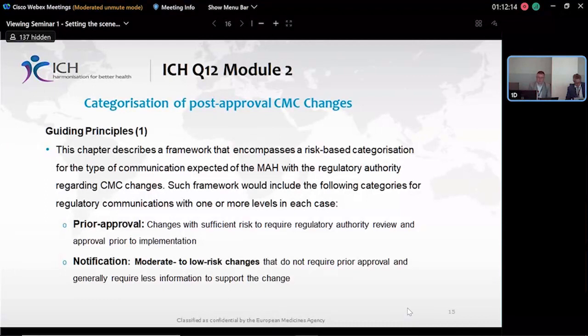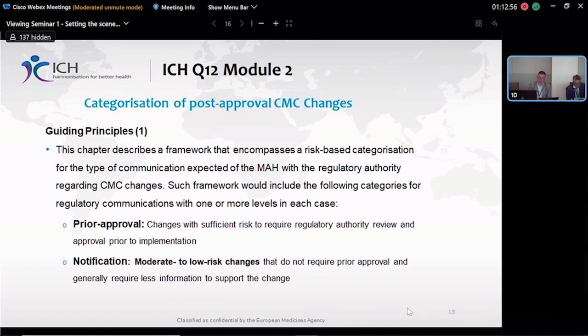So ideally, there should be changes which require prior approval. So these are the changes with the highest risk. And then there's those changes which are moderate or low risk, which can be managed by notification. So this is, in essence, a three-tier system where you have those high-risk changes that require prior approval, moderate risk changes which don't require prior approval, but they require notification prior to implementation. And then you have the lowest risk changes, which we call do and tell variations, where they can be implemented already by the MA holder and communicated to the regulator within 12 months.